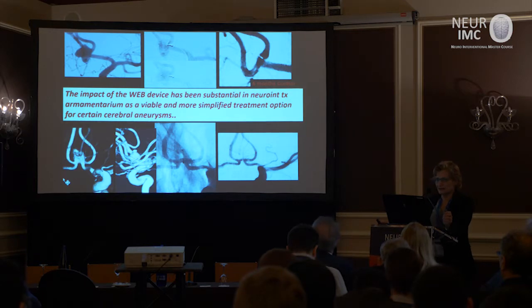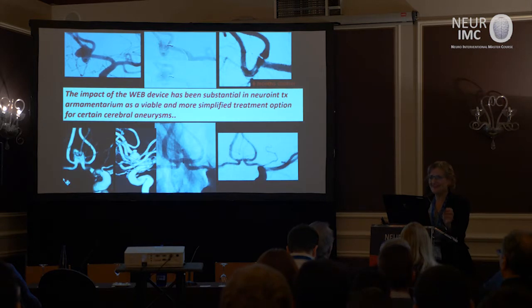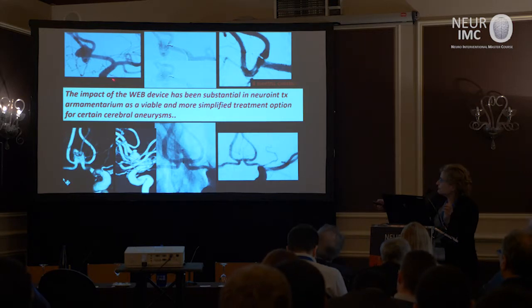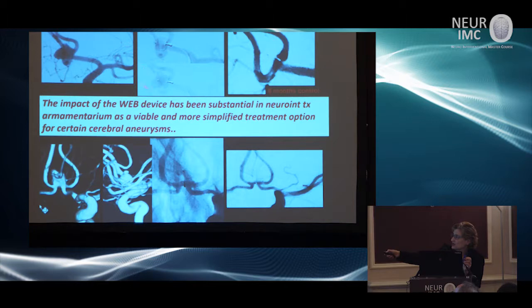The WEB device really brought simplicity to our practice in selected cases. For example, in this particular patient, placing a WEB device inside the aneurysm is good enough. Otherwise, you need to reconstruct the bifurcation, putting maybe 2 stents. But this was a ruptured patient over 70 years of age.